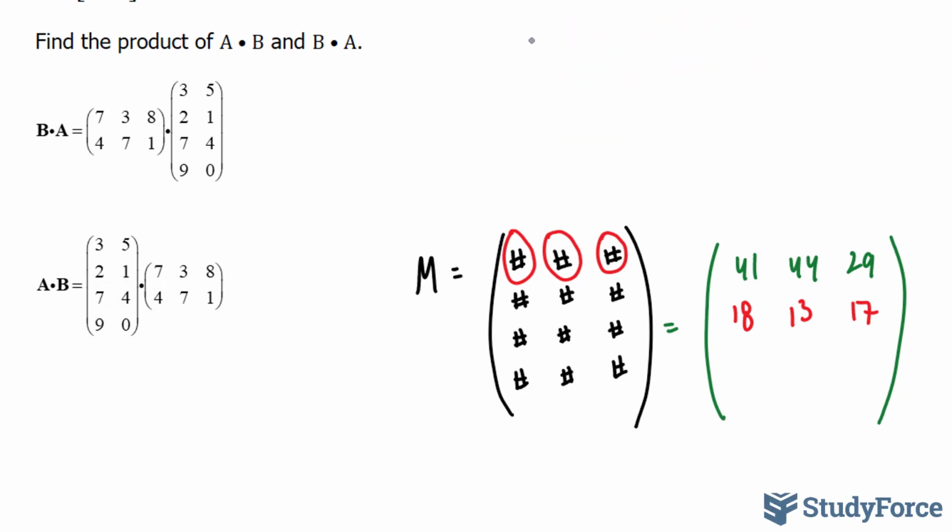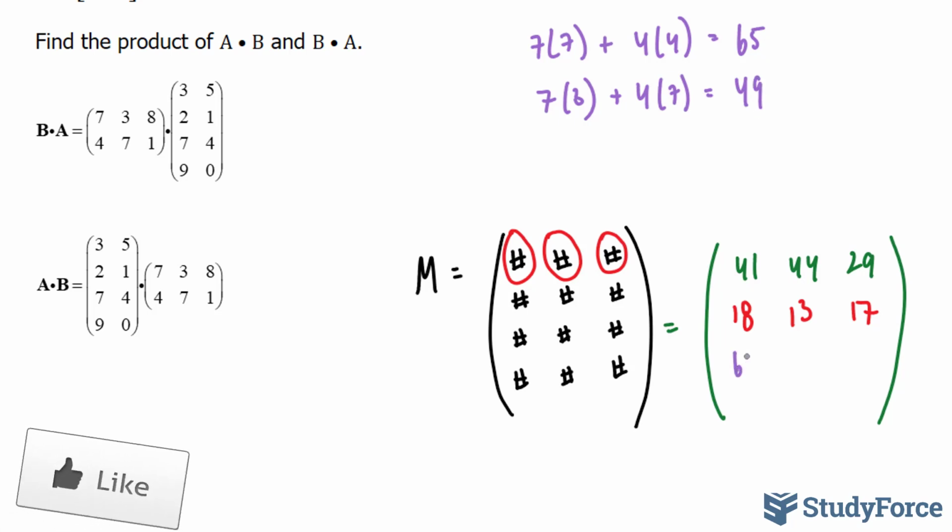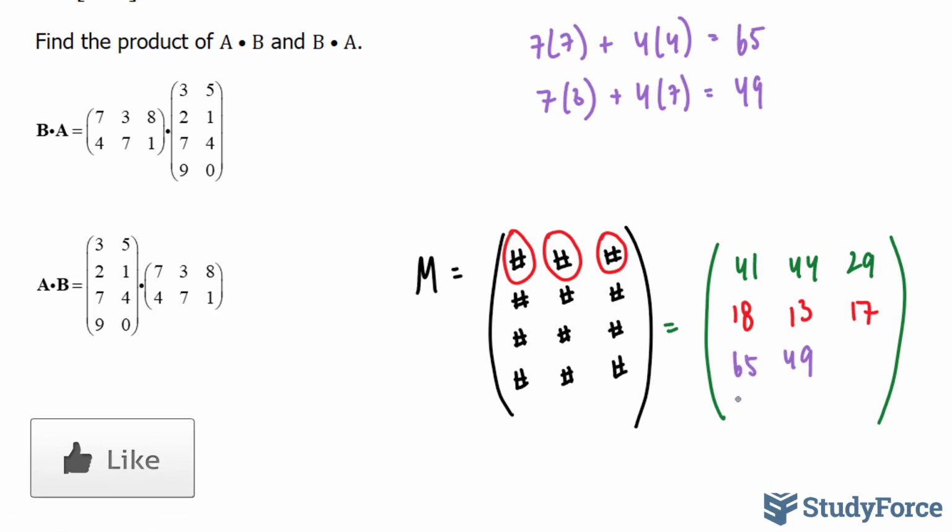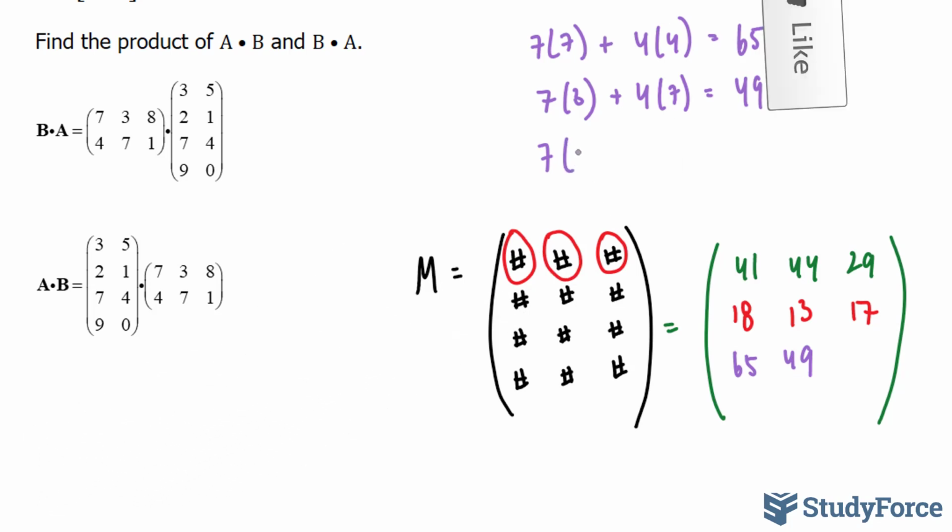This time we have 7 times 7 plus 4 times 4. 7 times 7 is 49 plus 16. That is equal to 65. 7 times 3 plus 4 times 7. 7 times 3 is 21 plus 28 is 49. So far we have 65 and 49. And lastly, 7 times 8 plus 4 times 1. 7 times 8 is 56 plus 4 is 60.